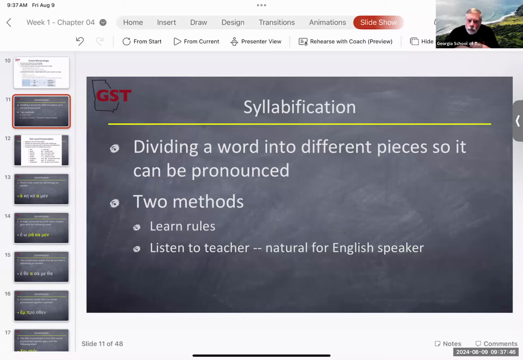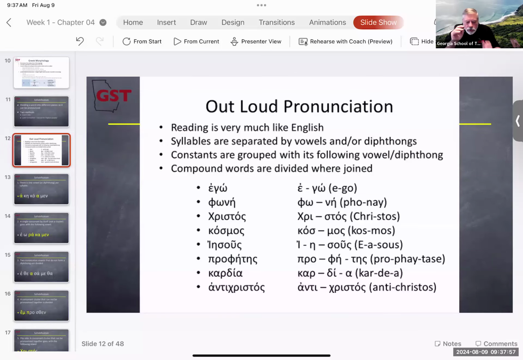Or you can learn the rules. We're going to go over the rules, but over time, it just becomes kind of natural and you become comfortable with it. All right, so what we mentioned is that reading is very much like English. Syllables are separated by vowels or diphthongs, so every vowel or every diphthong is a syllable. There are rules for them, and they're coming up next. We'll go through the rules. They're very simple, but it's really kind of natural.